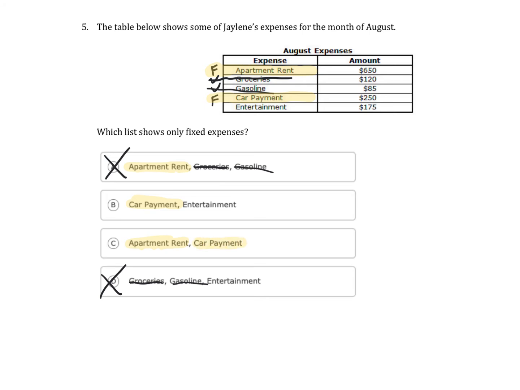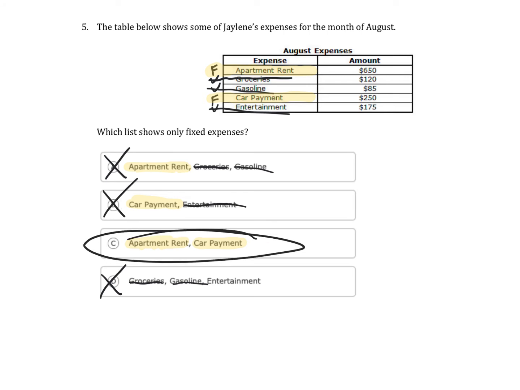So right now, that's one really good option in C. But let's get the last expense and see what that is. So for entertainment, again, depends on how much you do each month. So it can change. So that would be a variable expense. So anywhere there's entertainment, we can cross it out. Cross out that answer choice. So that would leave us with C as our answer.